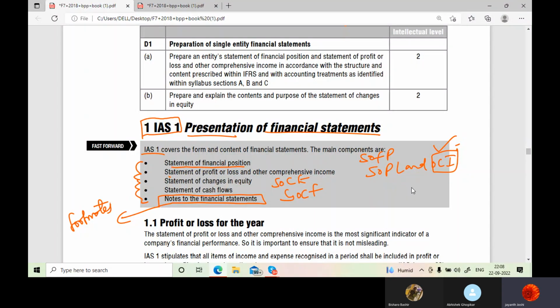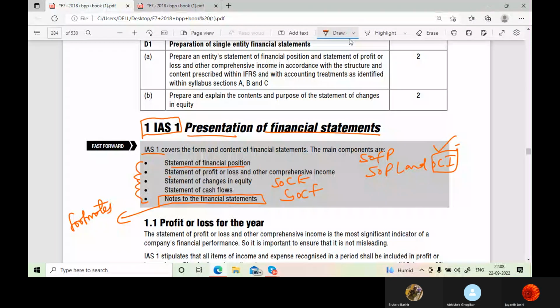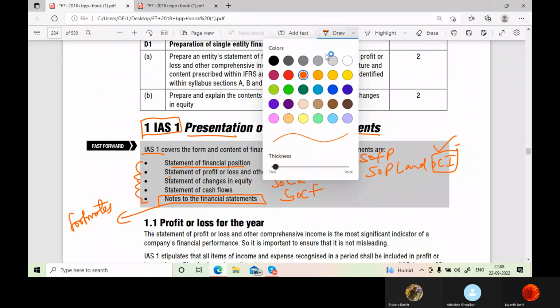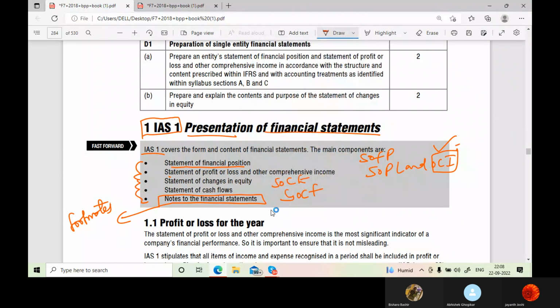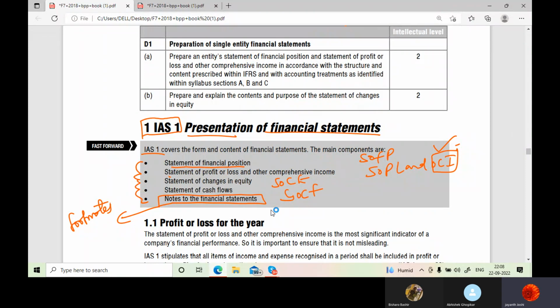This notes to financial, just a second. This notes to financial statements, just a second. Well, this is not working, just a second.